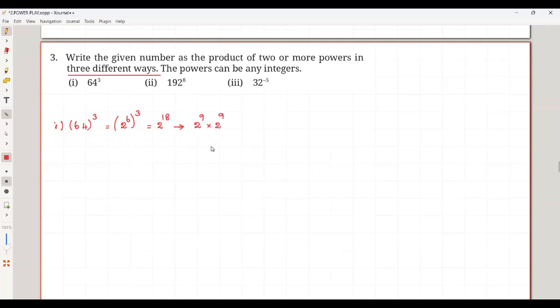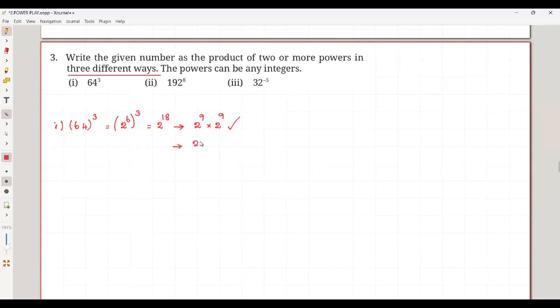This is one of the ways. Both are having the same base. For multiplying, I have to add the power. 2 power 9 plus 9 is 18. I am getting this. Okay, this is one of the ways. Next, the second way. So many different ways I can write.